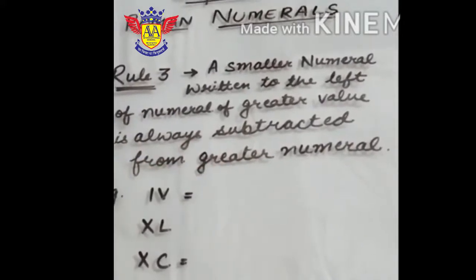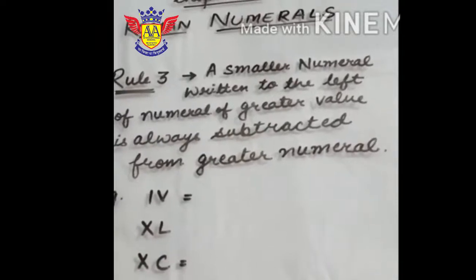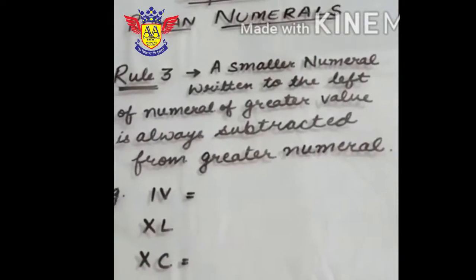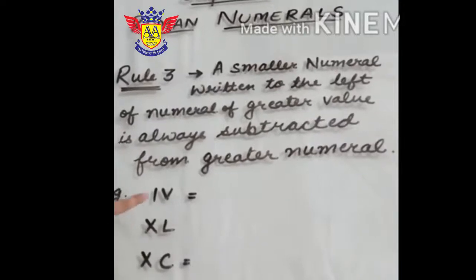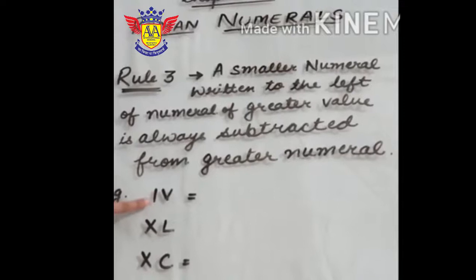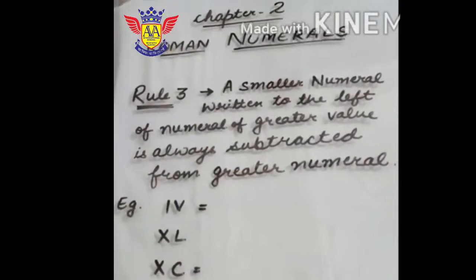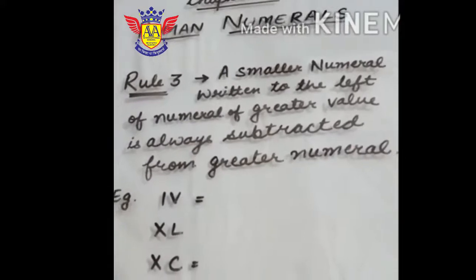Now I am repeating this because in rule 2 the smaller numeral is written on the right and we are doing addition there. Now the smaller numeral is written to the left of the greater value, so here we are subtracting it from the greater numeral. Now we do it by example.